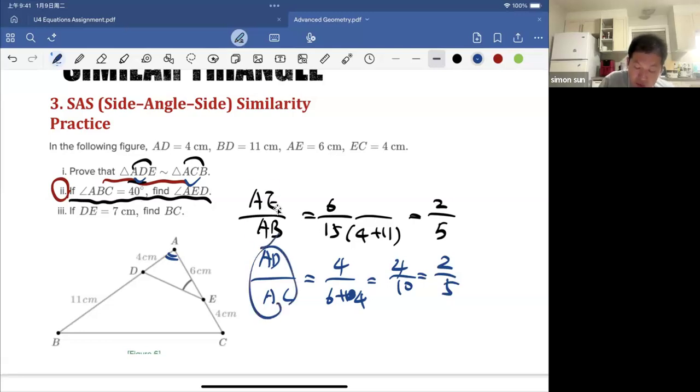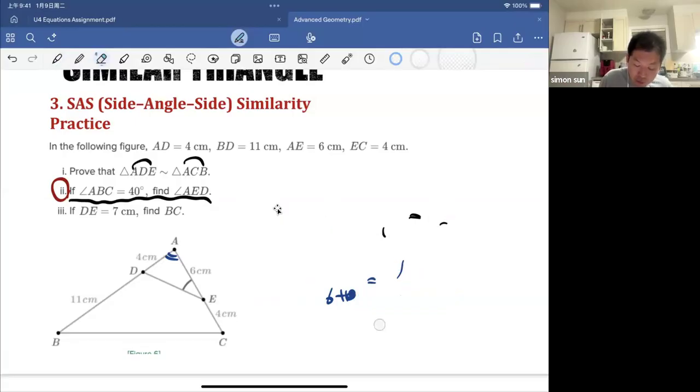Okay. The two corresponding side ratios are the same, and the included angles are the same. So we actually prove those two triangles are similar. Okay, now, once you prove two triangles are similar, then the second one will be pretty easy. Look here. ABC is 40 degrees. We need to calculate the angle AED.